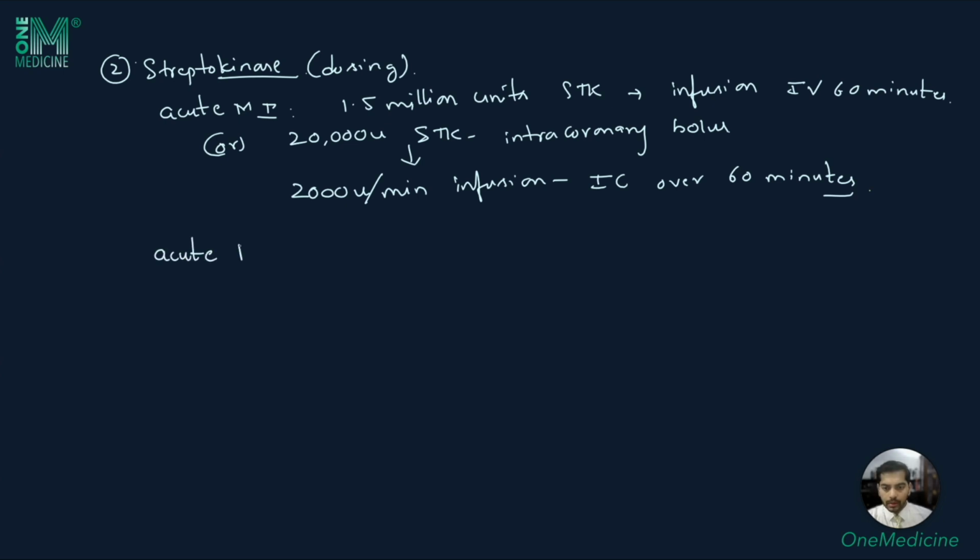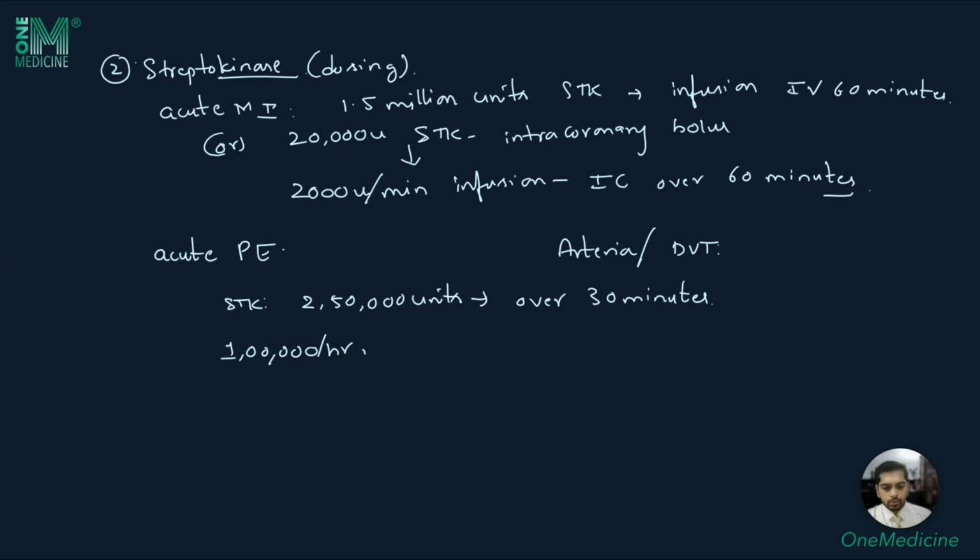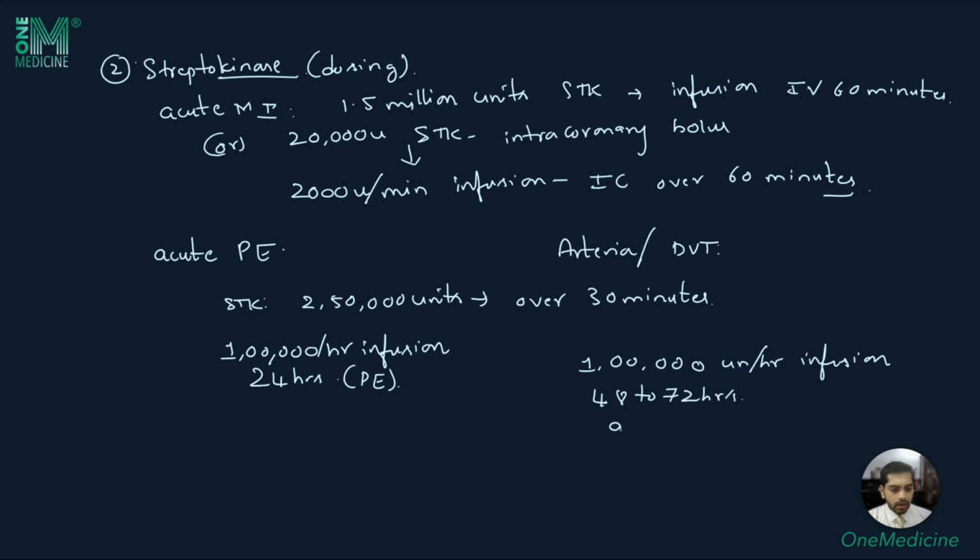For acute pulmonary embolism or arterial or deep vein thrombosis, an initial dosing of streptokinase of 250,000 units is given over 30 minutes. This is followed by 1 lakh units per hour infusion for 24 hours in case of pulmonary embolism, and 1 lakh units per hour infusion for 48 to 72 hours in case of arterial or deep vein thrombosis.